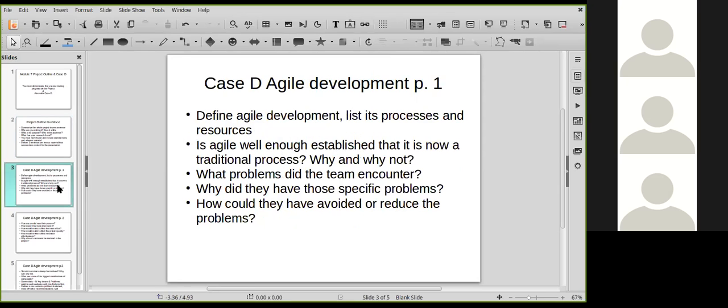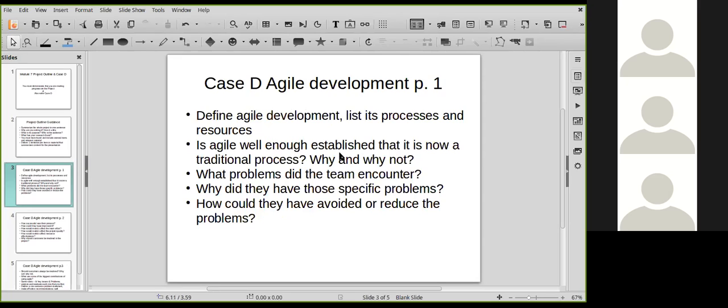Now let's look at case D. This is Agile development. Some of you have been talking about Agile development over this last week already. So here's what you need to do. Define Agile development. List the processes that it uses and the resources involved. And then think about this.